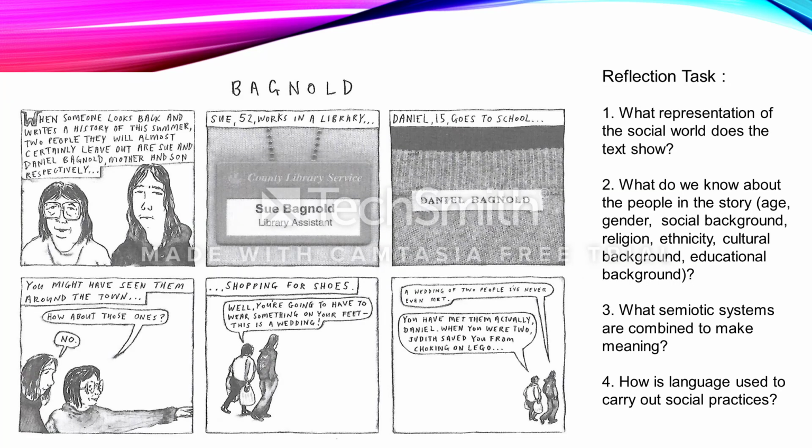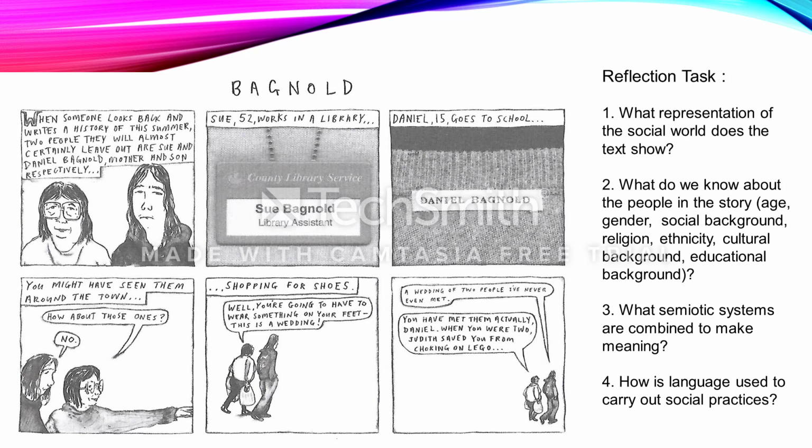Let us work now on this reflection task. Go through the text. You may stop the video for a minute to read the text in detail and try answering the following questions. 1. What representation of the social world does the text show? 2. What do we know about the people in the story? What do we know about them in terms of age, gender, social background, religion, ethnicity, cultural background, educational background?